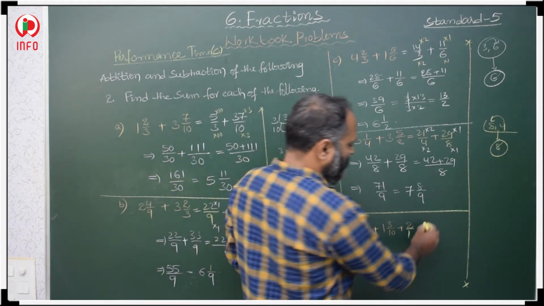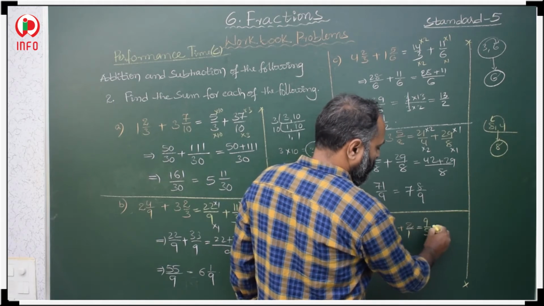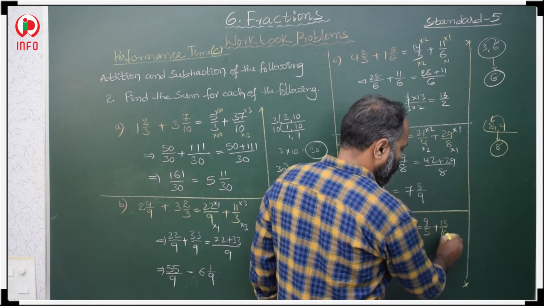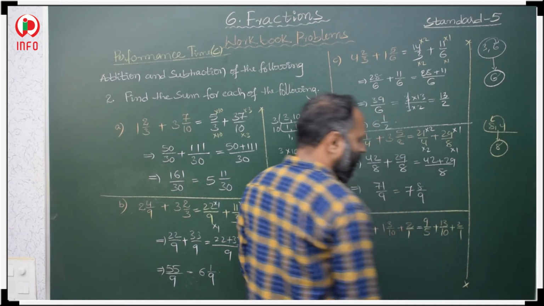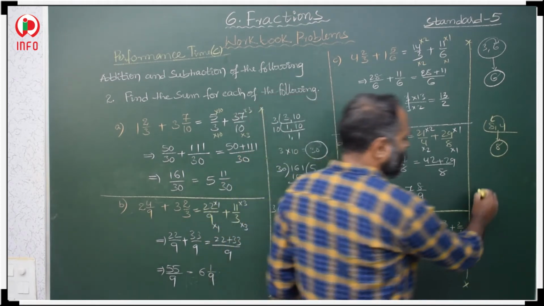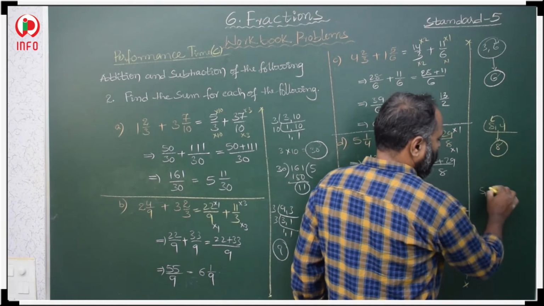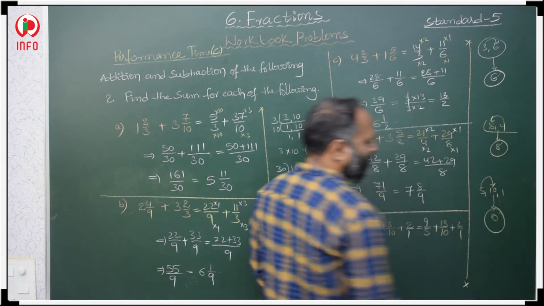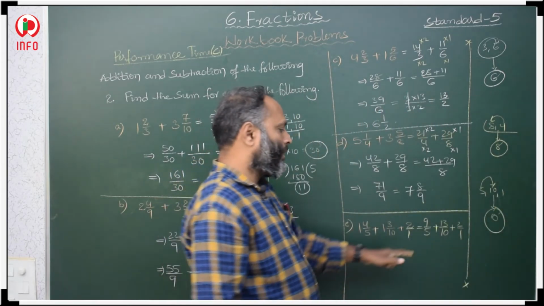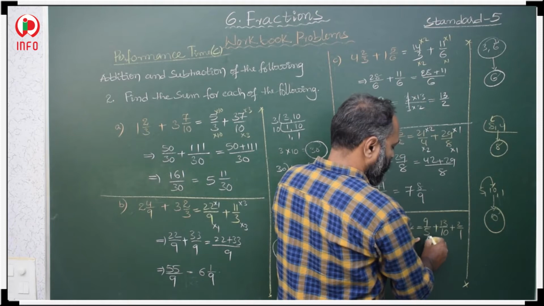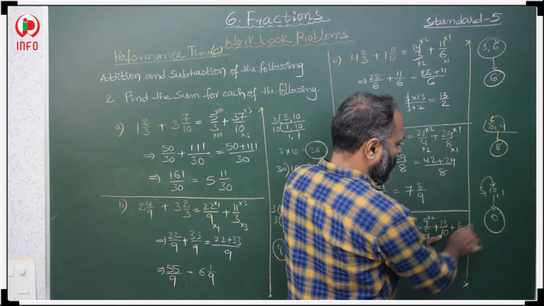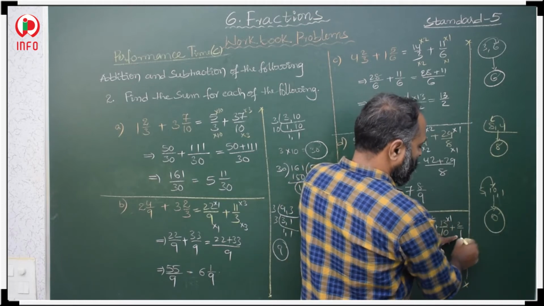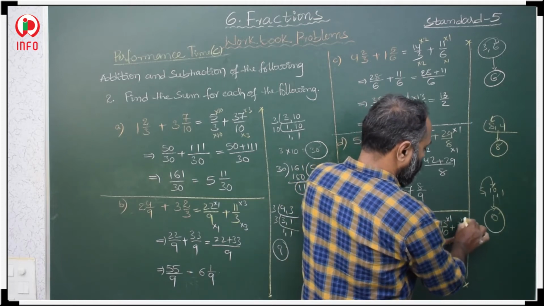5 1s are 5 plus 4, 9 by 5. 10 1s are 10, 10 plus 3, 13 by 10. And 10 plus 2 by 1. Now the LCM of 5, 10, 1. 5 is a factor of this 10, so 10 is the LCM. In the 5 table, when you get this 10, 5 2s are 10, multiply with 2. In the 10 table, when you get this 10, 10 1s are 10. In the 1 table, when you get this 10, 1 10s are 10, multiply with 10.